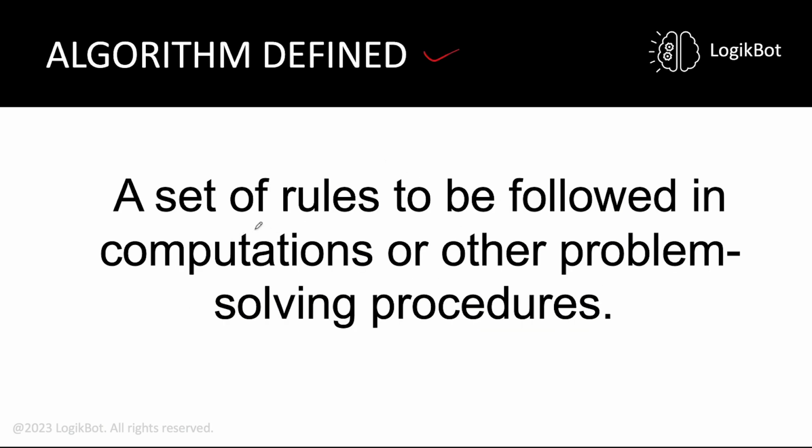So what is an algorithm? A set of rules to be followed in computations or other problem-solving procedures. So think of an algorithm like a recipe. It's a series of steps used to solve a particular problem. Again, if you don't like this definition, go find one. Go to your favorite Google and look up, what is an algorithm? And then find one you like and use your own definition. But it's going to have to be a definition that's widely accepted or known. It can't be something you fabricate.